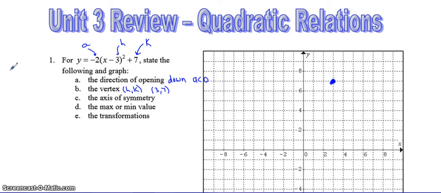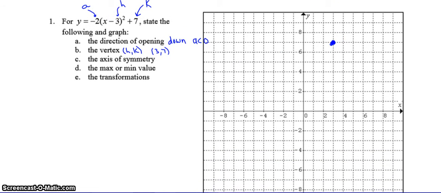The axis of symmetry is the imaginary dotted line that would go through the vertex right there. Since it's a vertical line, its equation is x equals whatever the x value is, which is 3. The max-min value is the y value of the vertex. So that's at y equals 7. That's going to be a maximum because your parabola is opening down, which means you're going to have a high point.